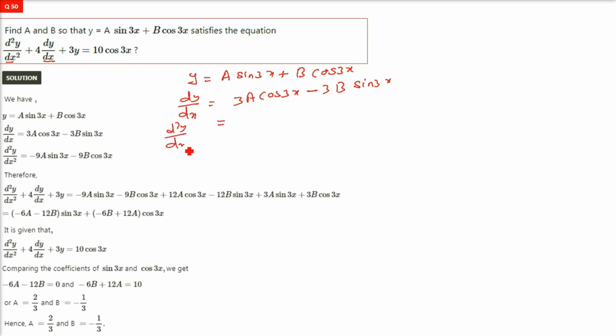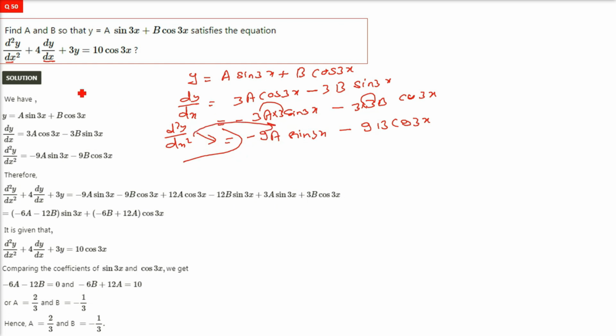Now d2y by dx2, 3a cos 3x is minus sin 3x, and differentiation of 3x is 3 again. Here minus 3b sin 3x is cos 3x, and 3x is 3. So what do we get? Minus 9a sin 3x minus 9b cos 3x. So this is d2y by dx2 we have. So just put it here. dy by dx is also computed, and d2y by dx2 is already computed. Now put it here. Alright.